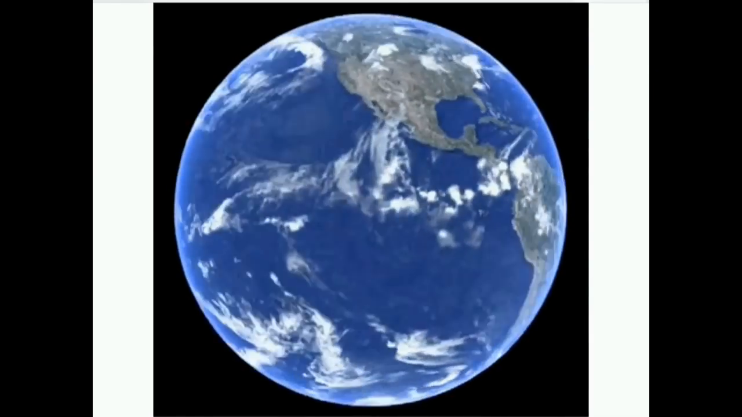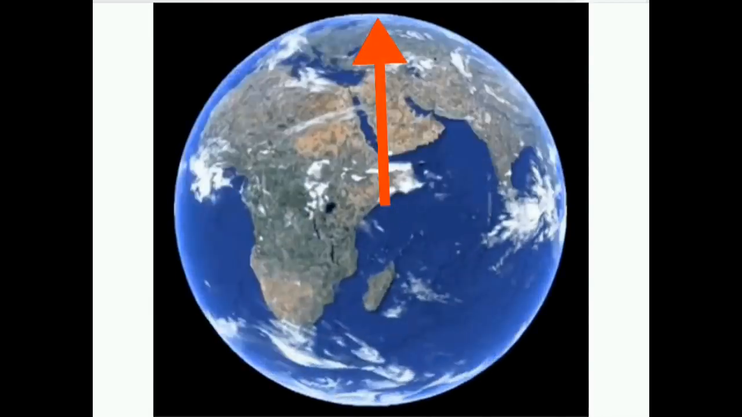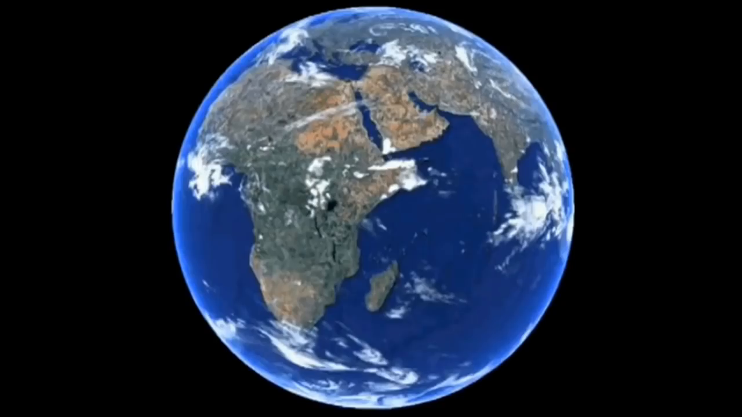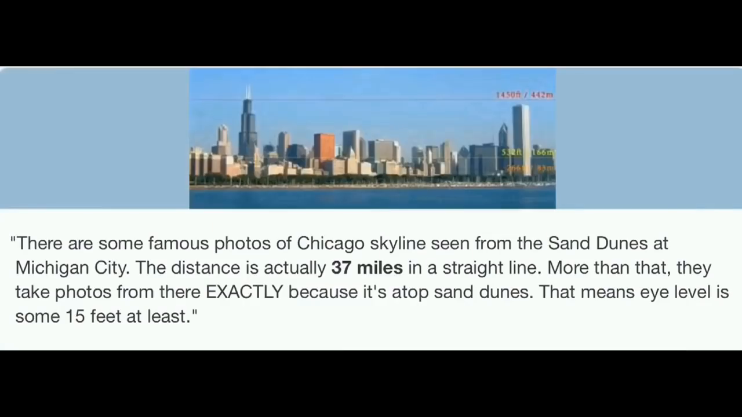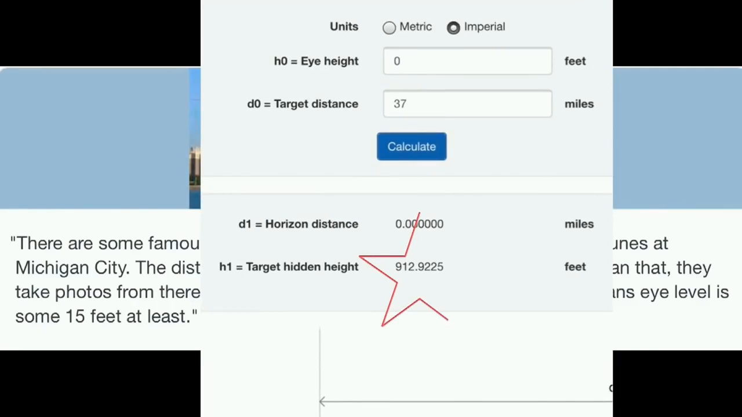So we've been going on and on about the curve going in this direction away from our eyesight, but what about the curve going horizontally, because a sphere curves in all directions, not just one, right? We're not standing on a cylinder. The Chicago skyline is a whopping 37 miles long, which according to the crappy Earth curve calculator, makes it 902 feet of lean from end to end.